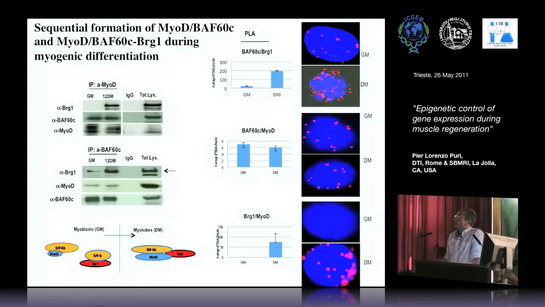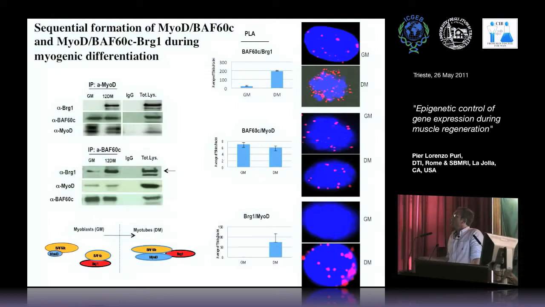And as you can see, the first surprise was that in GM, which means in myoblast, before induction of differentiation and muscle gene expression, there is already, by co-immunoprecipitation, the formation of a complex between BAF60C and MyoD in the absence of BRG1. While in myotubes, the whole complex composed by MyoD, BAF60C, and BRG1 was detectable. And by a proximity ligation assay, we could verify this interaction in vivo.